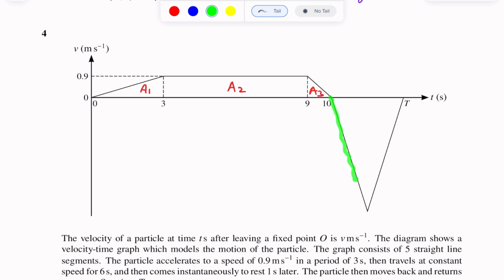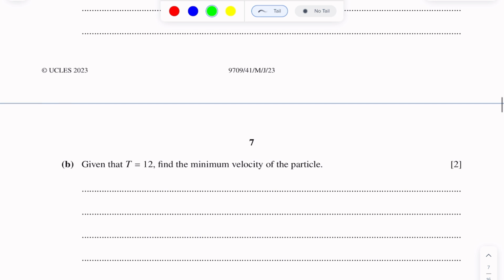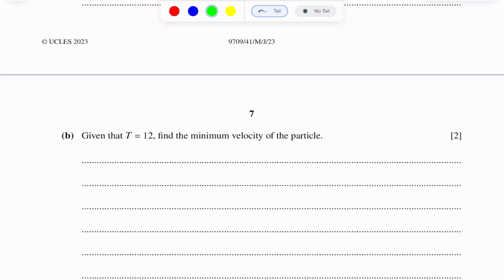But the graph that lies below the x-axis shows that the motion is in the opposite direction. This graph shows the opposite direction of the movement. The first direction of motion is on this side, and the other direction of the motion is in the opposite direction. So given that t is equal to 12, find the minimum velocity of the particle.